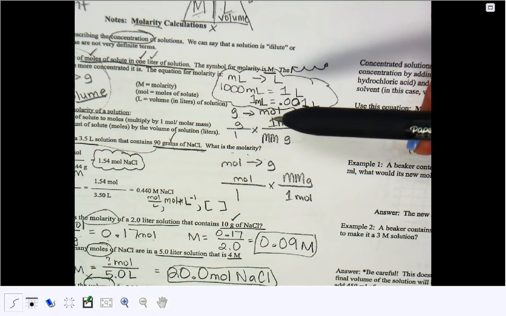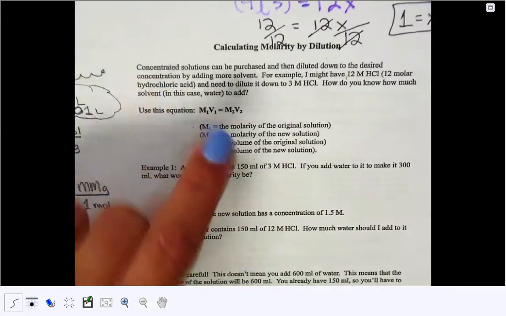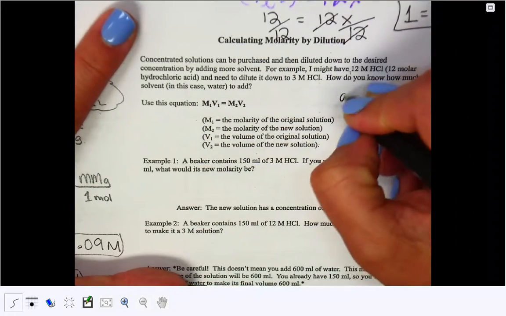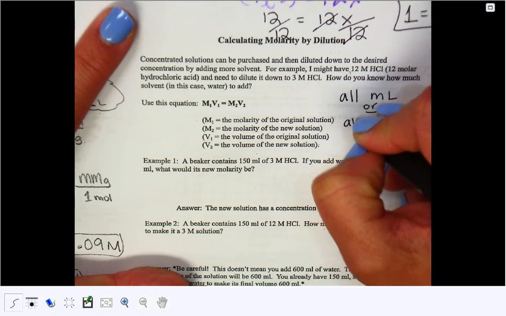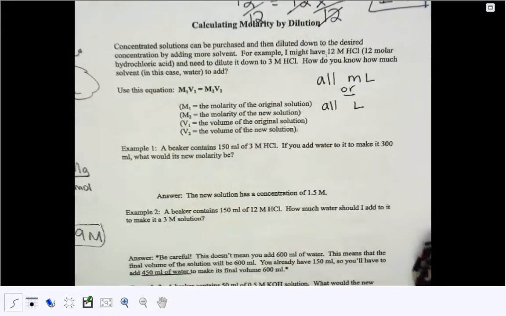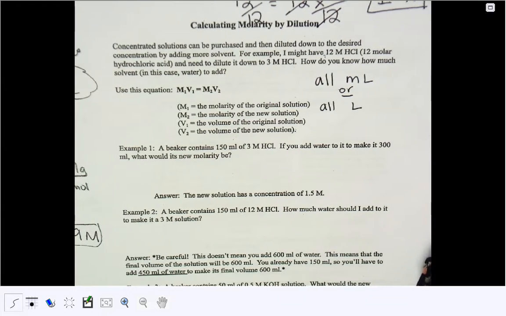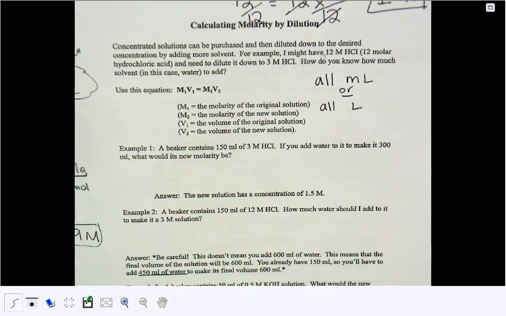That's the only thing. Just make sure that you are either dealing with all milliliters in these kinds of problems, so all mL, or all liters. You can't have a mixture. That's my only warning, okay? Everything else, though, should be pretty straightforward. We're still looking for the same units, which is our liter idea and our molarity idea. So let's dive into this first example.